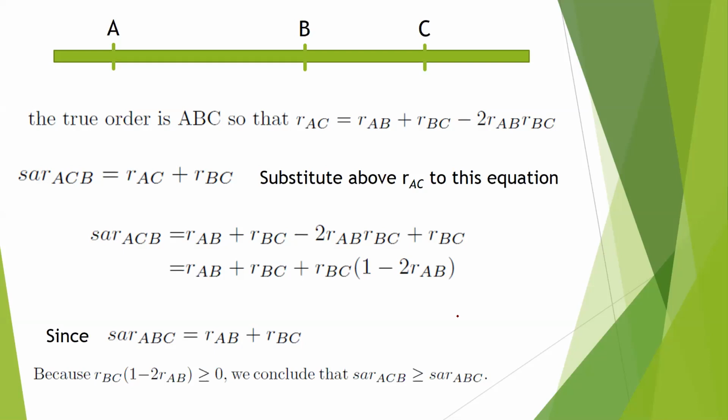Now if you have the data from which you can calculate the recombination frequency for each pair of these two letters. Suppose you can calculate the RAB, RBC, and RAC. So how do you use these numbers to help you identify the right order? What you can do is calculate the three values here: SAR ABC, SAR ACB, SAR BAC, right? And find the minimum one. The minimum one will give you the right order.